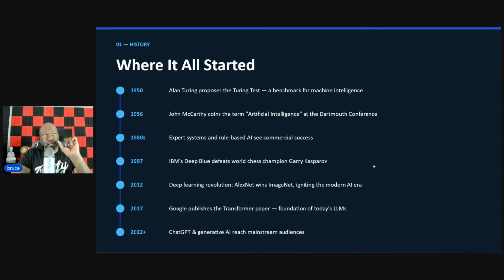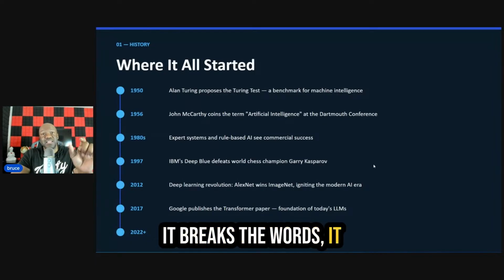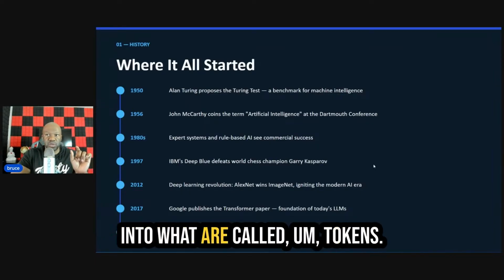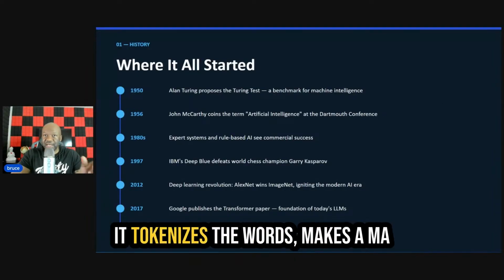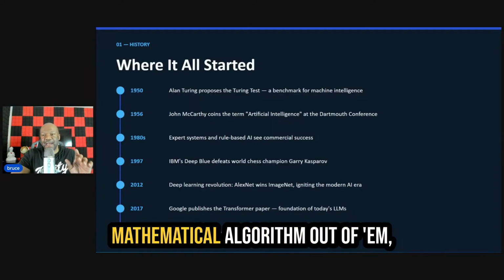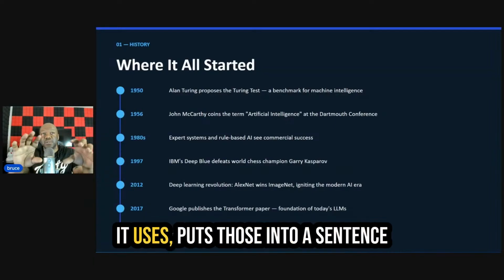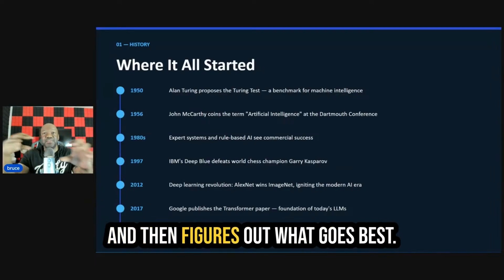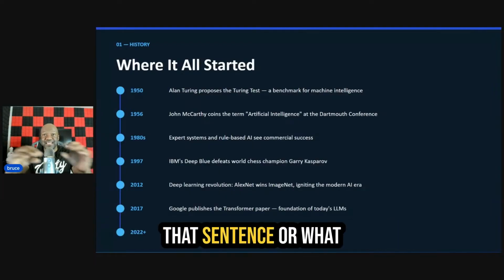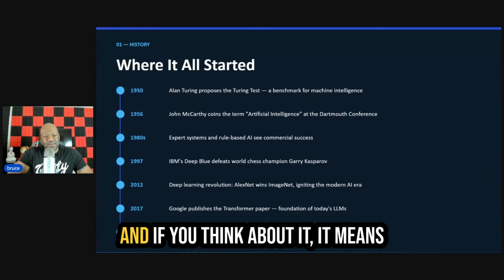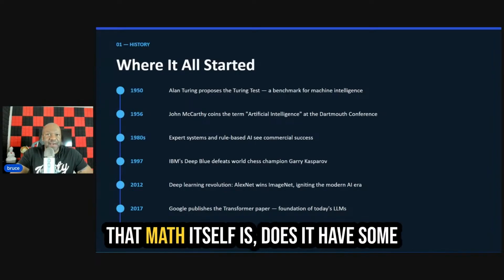It doesn't understand words. What it does is it takes the words and puts them into what are called tokens. It tokenizes the words, makes a mathematical algorithm out of them, gives a numerical value, and then it puts those into a sentence, and then figures out what goes best in that sentence, or what sentences go together best, using statistics and math.